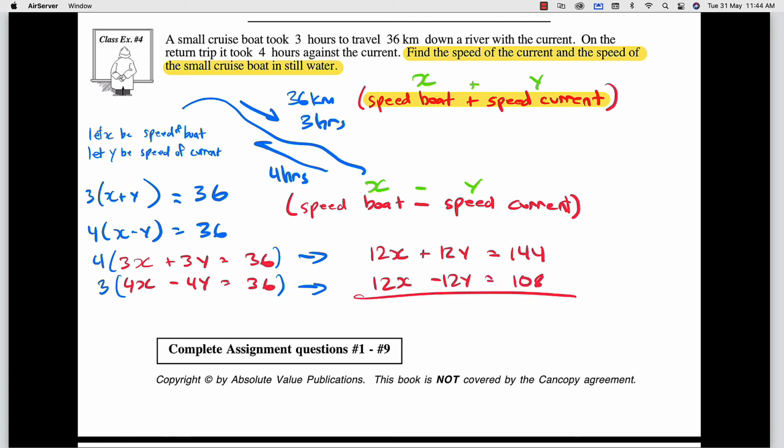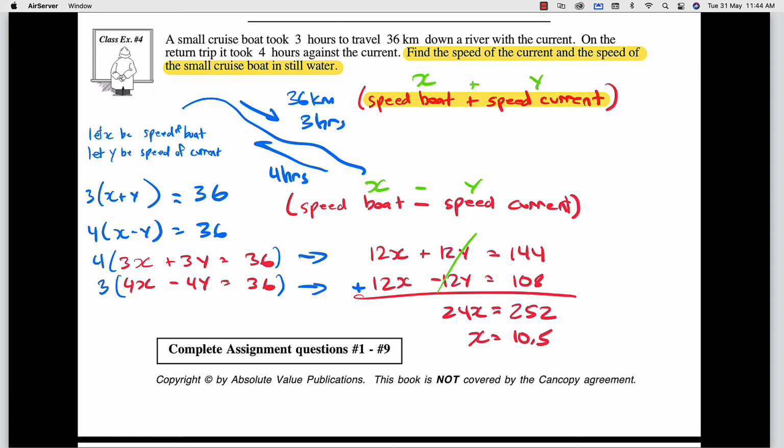Now, what am I going to do? I can eliminate the y, and they're opposite signs already, so I am going to add these two together. So 144 and 108 is going to be 252. The y's will add together and be eliminated, and 12 and 12 is going to be 24 x's. And when I divide both sides by 24, I get x equals 10.5.